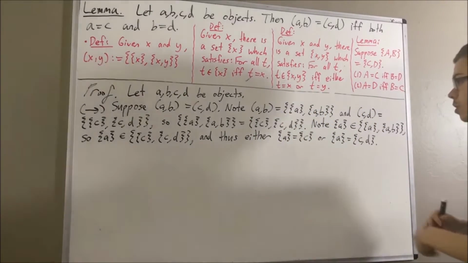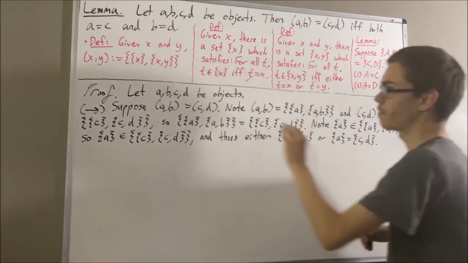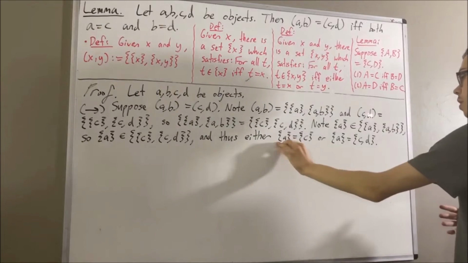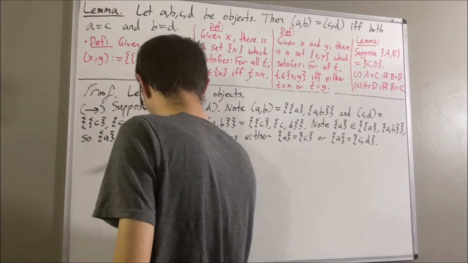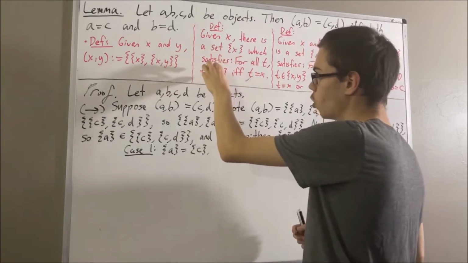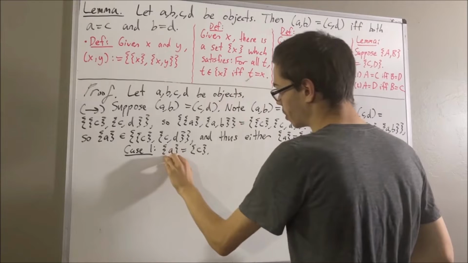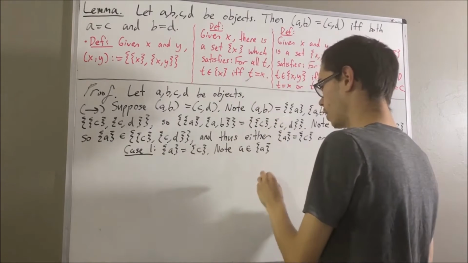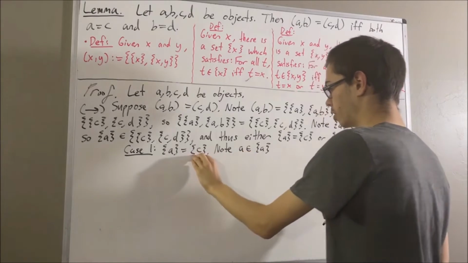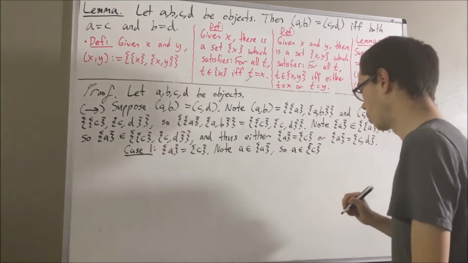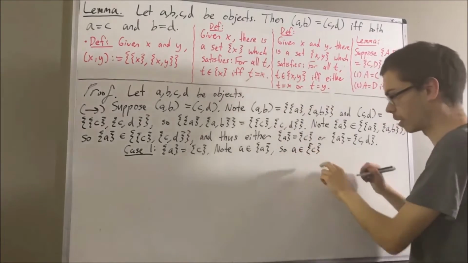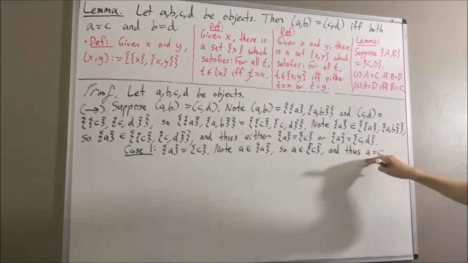And so what we're going to do is prove that in either case, we have that both A is equal to C and B is equal to D. Let's start with case one, where this is true. Well, by definition of a singleton set, we know that A is an element of the singleton set of A. And since these two sets are equal, this means that A must then be an element of the singleton set of C. And by the definition of a singleton set, A must then be equal to C.